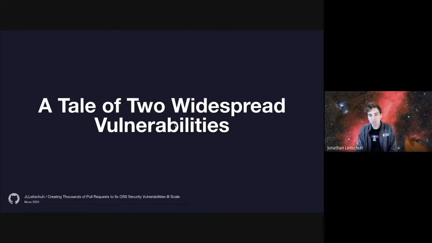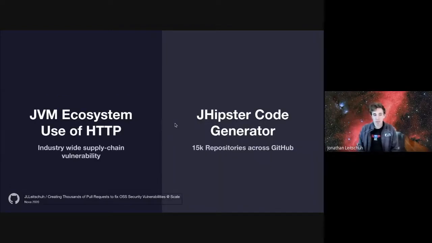This is a tale of two widespread security vulnerabilities. We're going to start with the first one, which is a JVM ecosystem vulnerability: the use of HTTP to download your dependencies, either in Maven POM files or Gradle build files. Before January 1st, 2020, a huge number of projects in the Java ecosystem were using HTTP to resolve their dependencies. The other vulnerability was in a code generator called JHipster, where there were 15,000 repositories across GitHub with generated code that had this vulnerability. I found the vulnerability in the code generator and got it fixed, but there were still all these generated projects that were vulnerable.